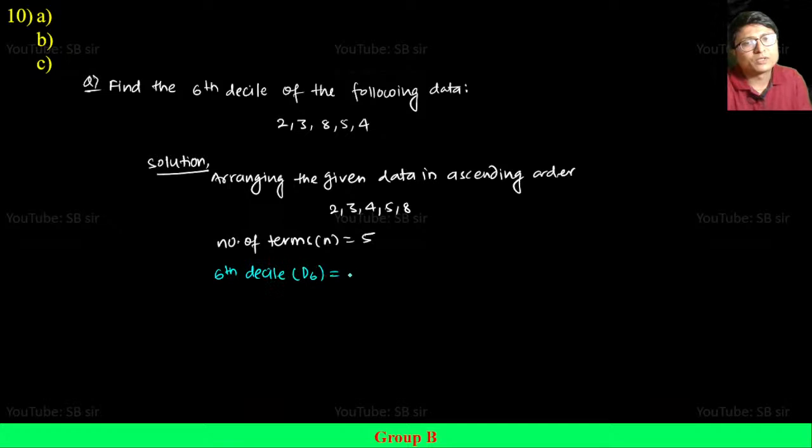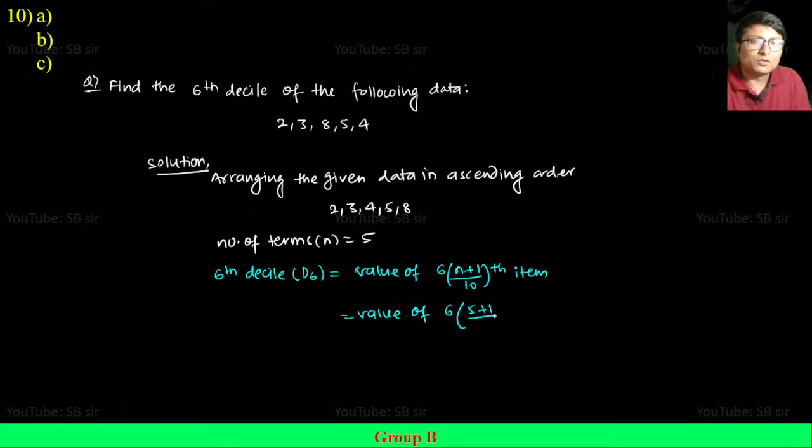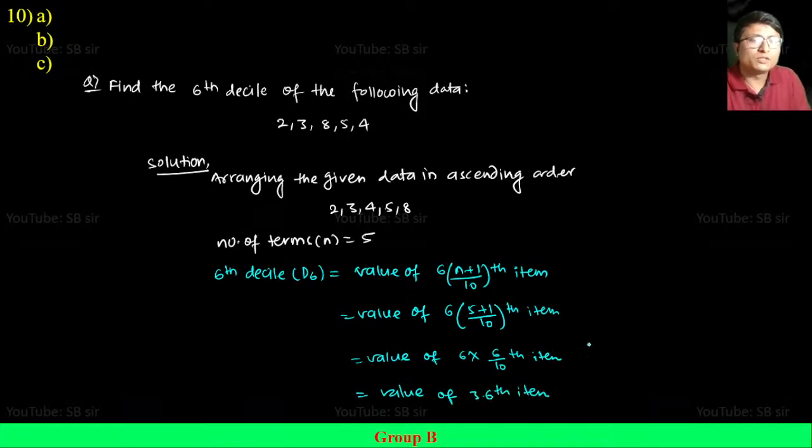What is the formula for D6? D6 is equal to the value of the 6 times (n plus 1) by 10th item. So this will be equal to the value of 6 times (n, which is 5, plus 1) by 10th item. So this is equal to the value of 6 times 6 by 10th item. Okay, 6 times 6 by 10 is how much? 36 by 10 is 3.6th item.